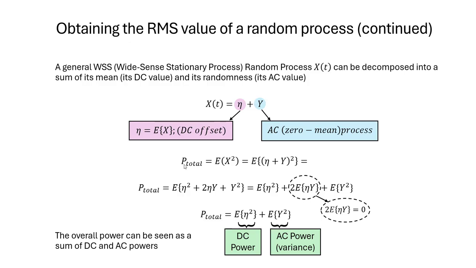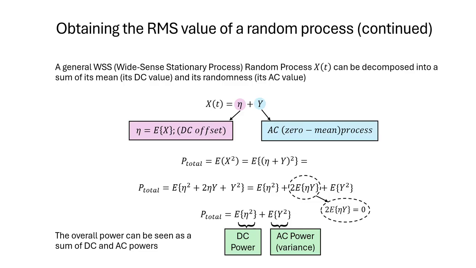As we discussed in the previous slide, the total power would be the expectation of its square, expectation of (eta plus y) squared, which is expectation of eta square plus 2 eta y plus y square. So we can write it as expectation of eta square plus 2 expectation of eta y plus expectation of y square. Because eta is a DC offset, we can take it out of the expectation, giving 2 eta expectation of y, and we know expectation of y is 0 because it's a zero mean process.